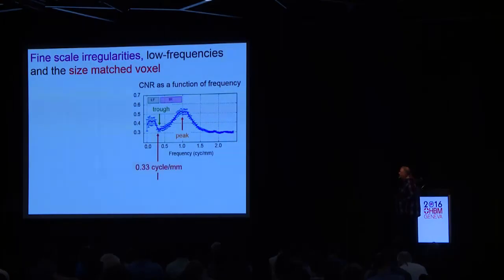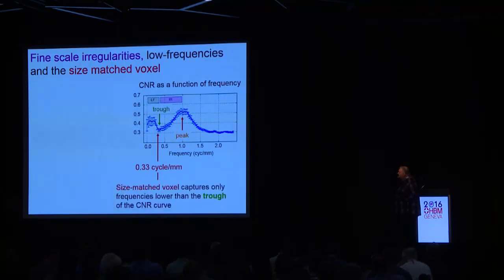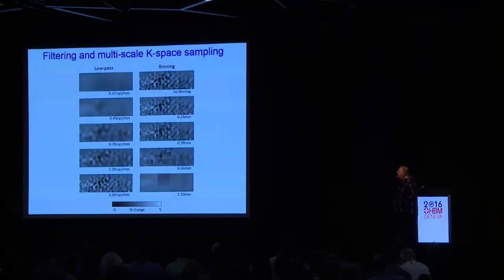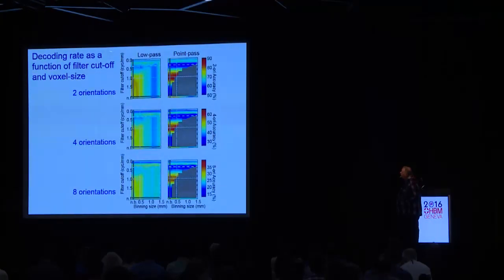And what we can see here is that the voxels that match in size cannot capture frequencies in the irregularities domain, only in the low frequencies domain. In order to further verify it, we computed decoding rate, support vector machine decoding, following low-pass filtering and multi-scale binning, including voxels of 1.5 millimeters that are matched in size to 3 millimeters in humans. We then computed the decoding rate following low-pass filtering, where the vertical axis represents the filter cutoff of the low-pass filtering, and the horizontal axis represents the bin size.